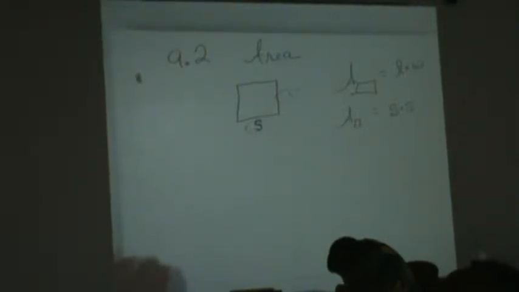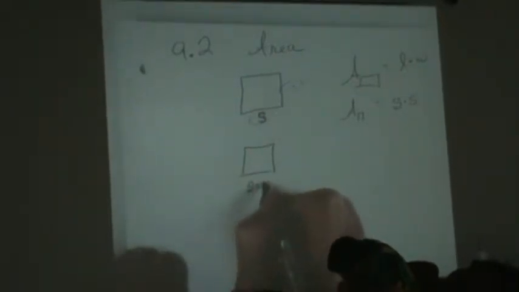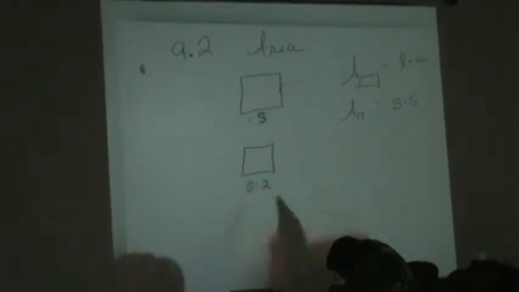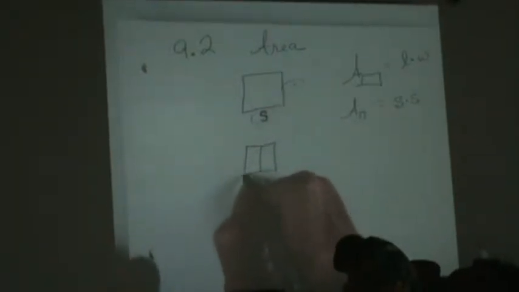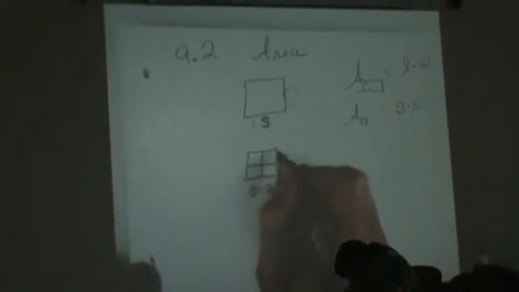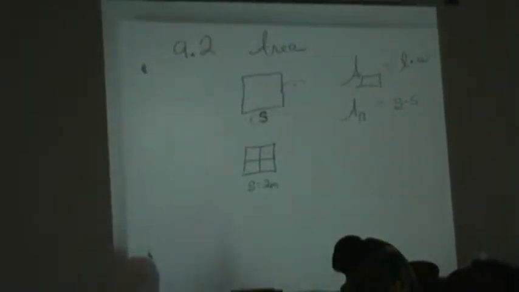So let's do some area. Let's say we have a square and this side is 2. Remember the perimeter we did, perimeter was 8, right? This is not going to be the same as perimeter. Area is saying you have 2 here and 2 here. How many squares do you see there? 4. 4 squares in there, right?